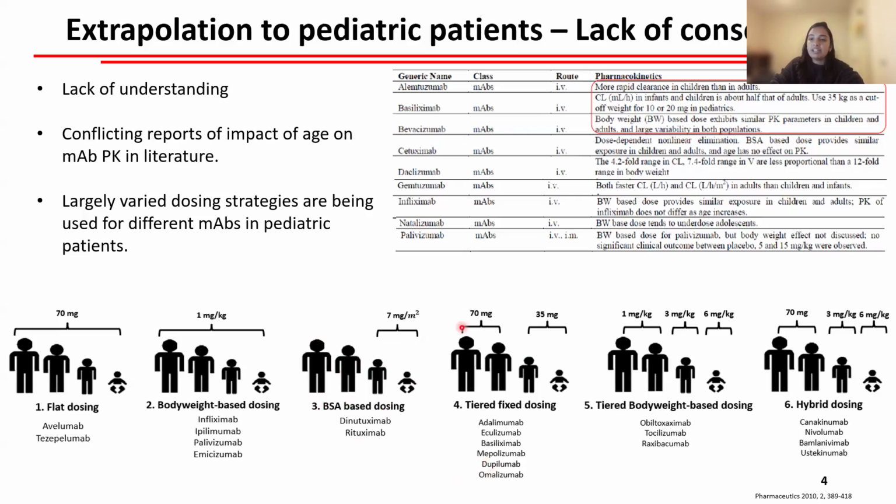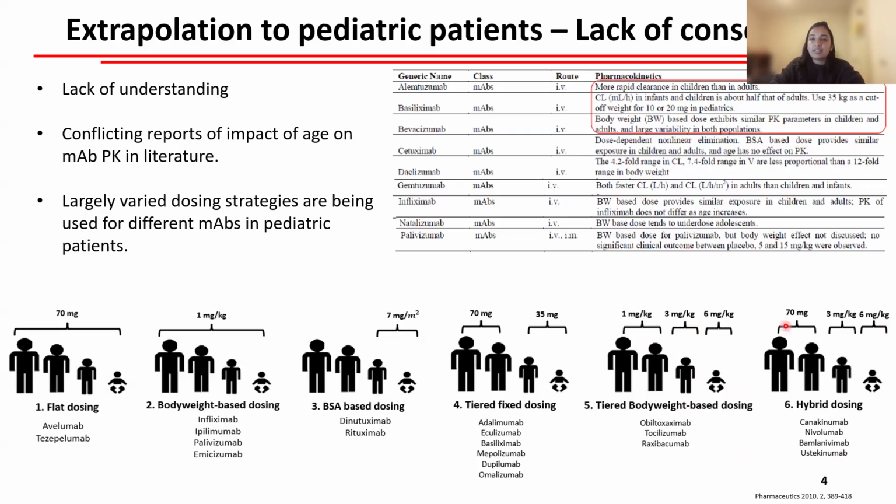Other methods are tiered fixed dosing, which uses one or several body weight or age based cutoffs to define these populations into different groups that would receive different doses. Now, in tiered body weight based dosing, adults may be given one body weight based dose, while younger populations might be given most likely a higher body weight based dose of antibody to account for changes in PK of antibody seen with age that would go beyond just size based differences.